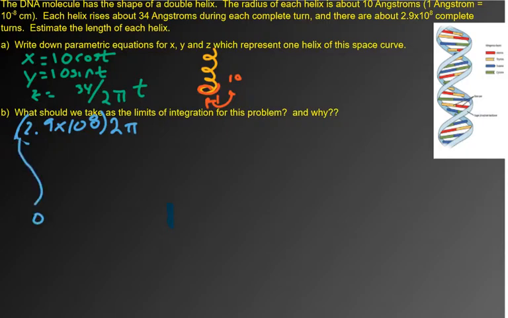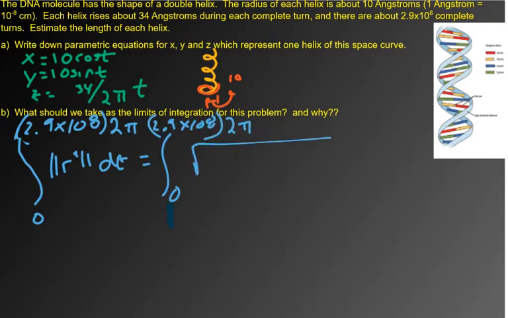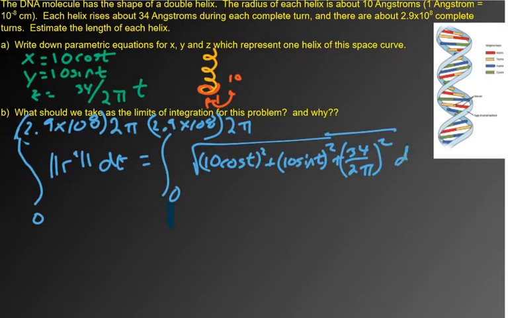And inside, if I just use the arc length formula, you just take the magnitude of r prime vector dt, and so in this case we go from 0 to 2.9 times 10 to the 8th times 2 pi, and then we would have the square root of (10 cosine t) squared plus (10 sine t) squared plus (34 over 2 pi) squared, and dt. And, oh wait, I dropped a t in here too.